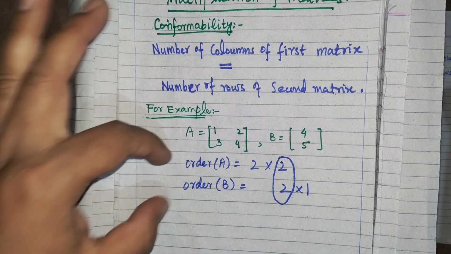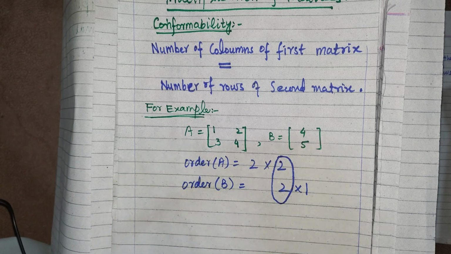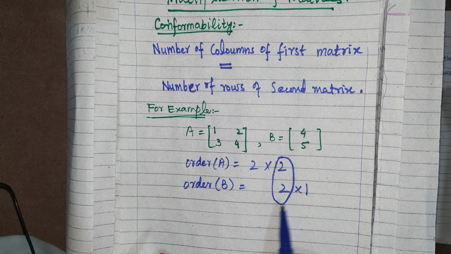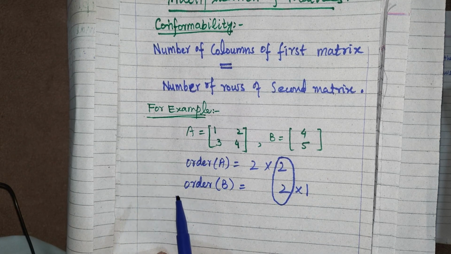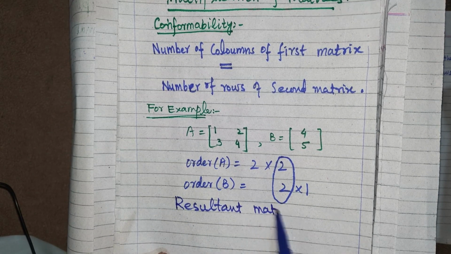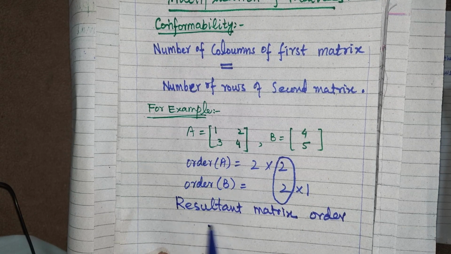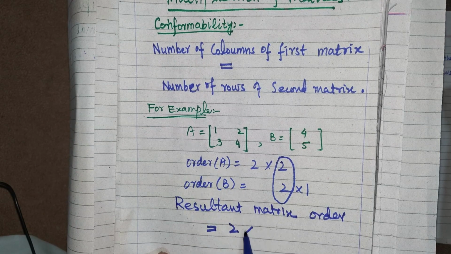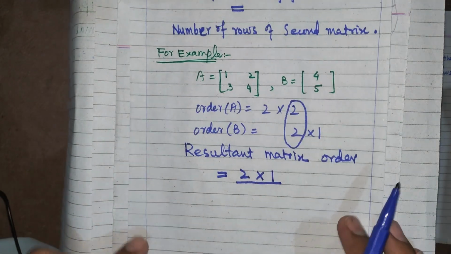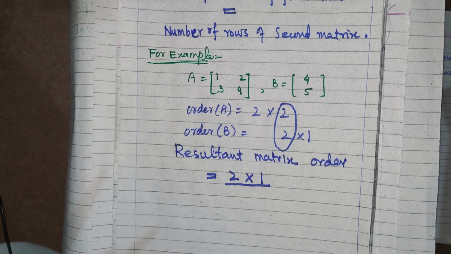In this format, you can also check the order of the resultant matrix. Here we have 2 and 1, which are left outside this circle. So the resultant matrix order will be equal to 2 by 1. Now let's solve the example. We are going to check the process of multiplication here.